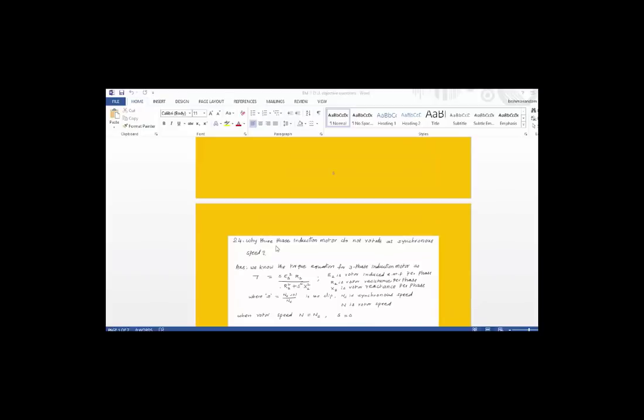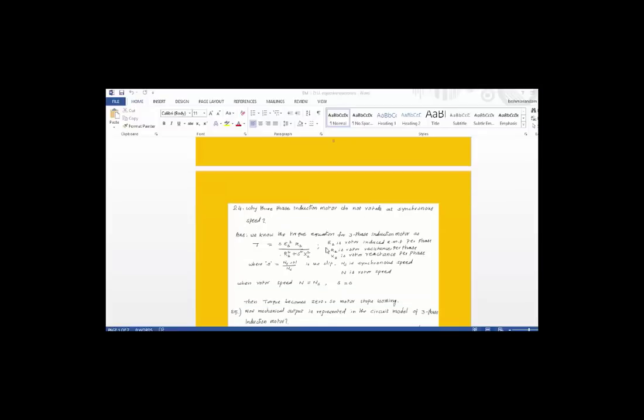24th question. Why does a three-phase induction motor not rotate at synchronous speed? Answer. We know the torque equation for a three-phase induction motor as T is equal to S into E2 square R2 divided by R2 square plus S square into X2 square. Here E2 is rotor induced EMF per phase, R2 is rotor resistance per phase, X2 is rotor reactance per phase.